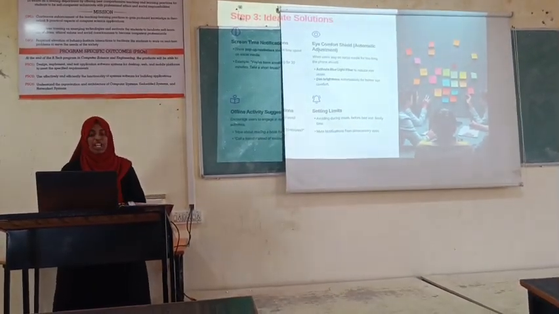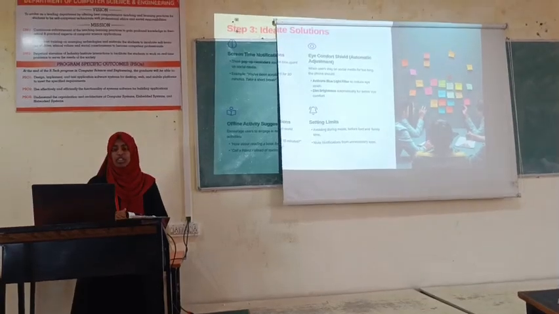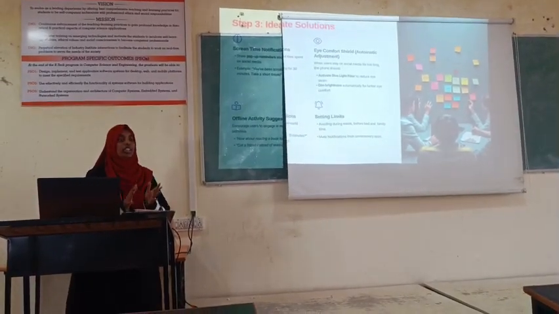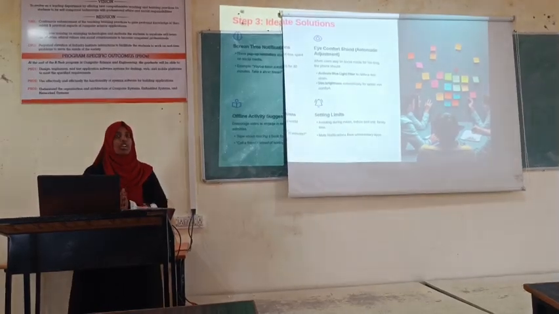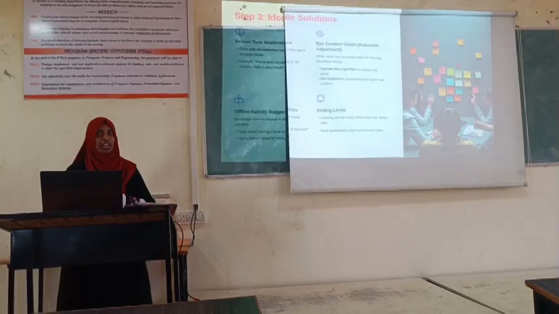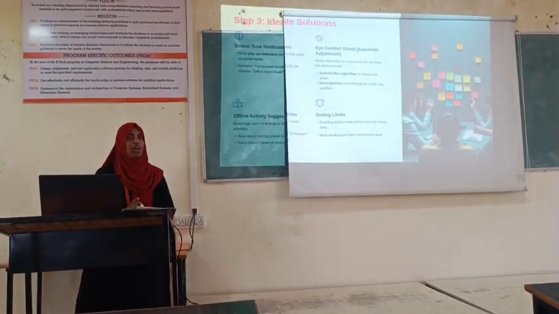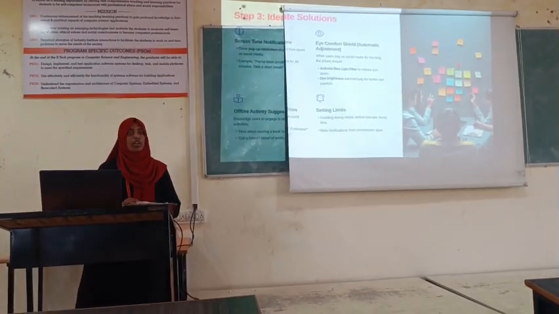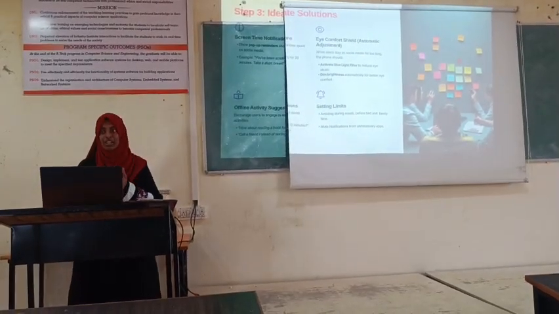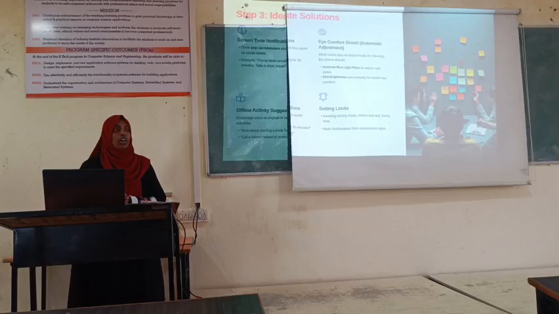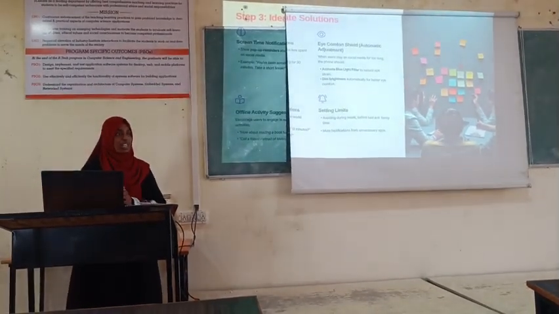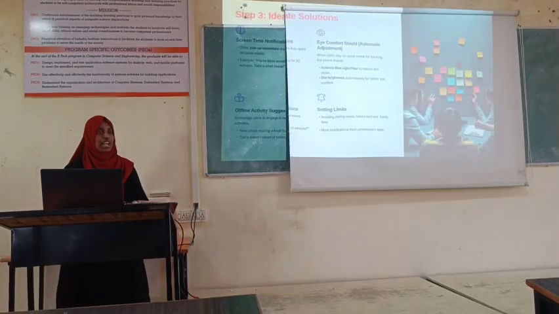And the last one is setting limits. Setting limits includes creating social media free zones, avoiding using mobile phones during our meets, during our family and friend time, study time, or before going to bed. And also turning off notifications. This is the basic and effective one which all of us can do. Muting the notifications from unnecessary apps helps us stay focused without getting constant distractions.